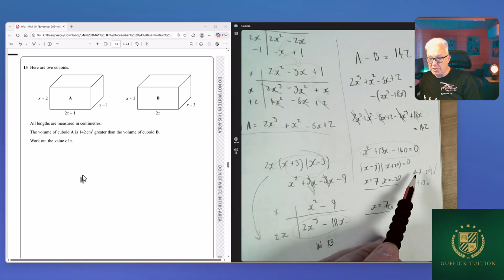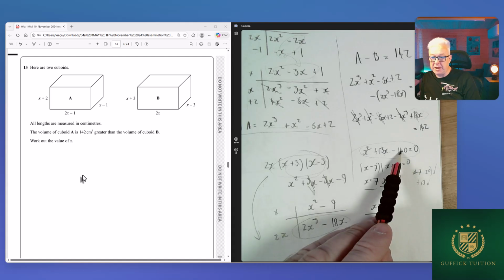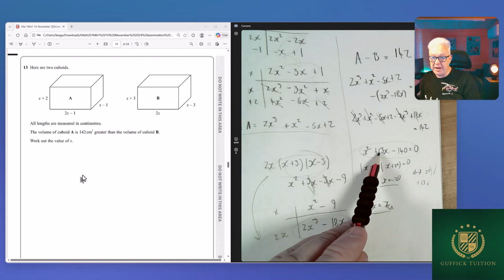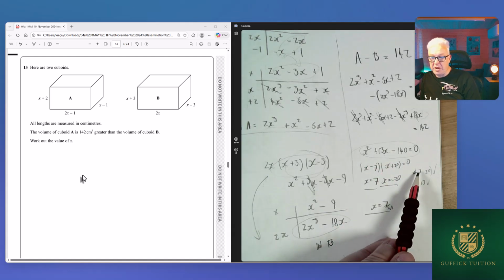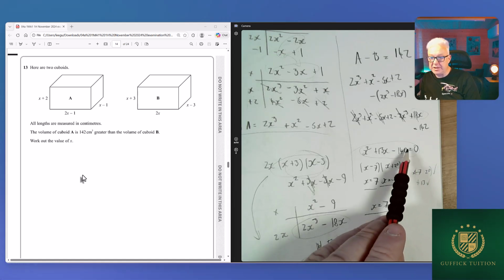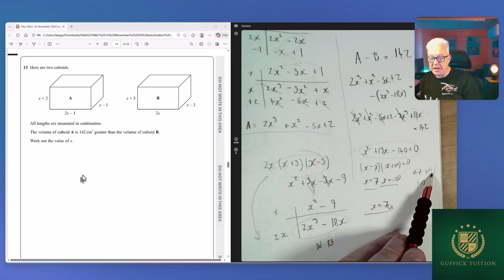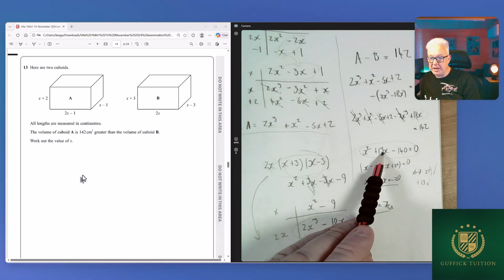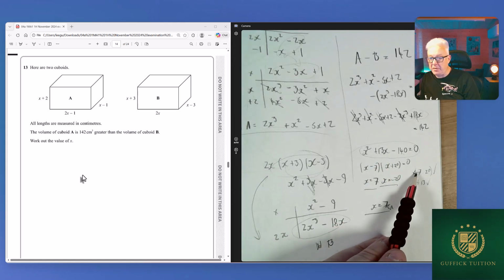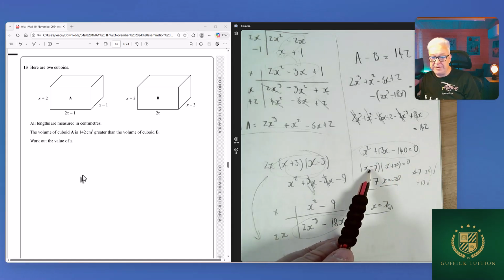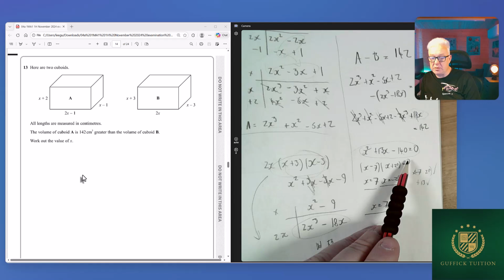So we're looking for two numbers that times together to make minus 140, but add together to make 13. I thought it might be minus 7 and plus 20. Let's check that out. Minus 7 times plus 20 does indeed make minus 140, and minus 7 add 20 does in fact make plus 13. So that's the correct factor pair, minus 7 and 20. So it's x minus 7, x add 20 equals 0.